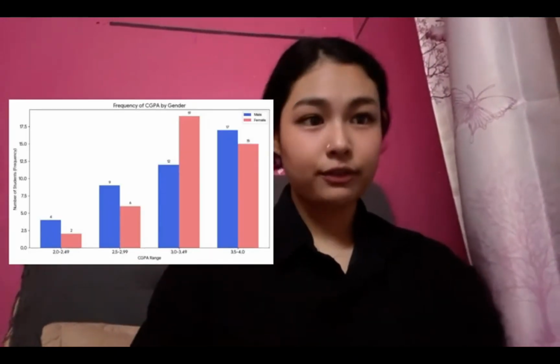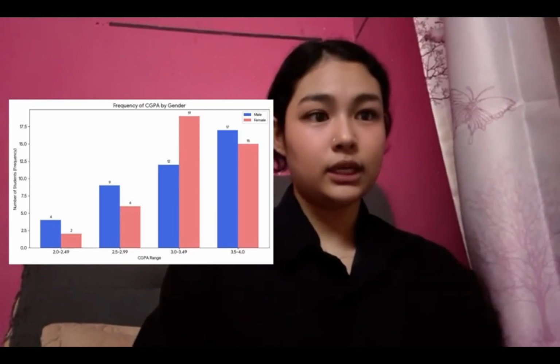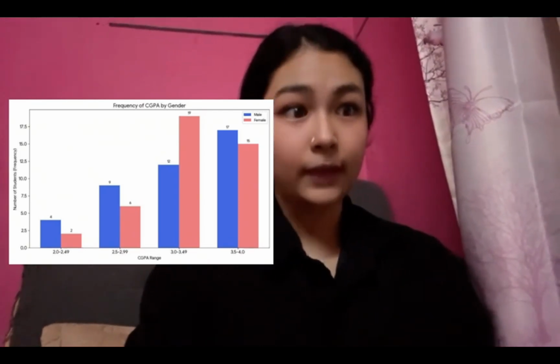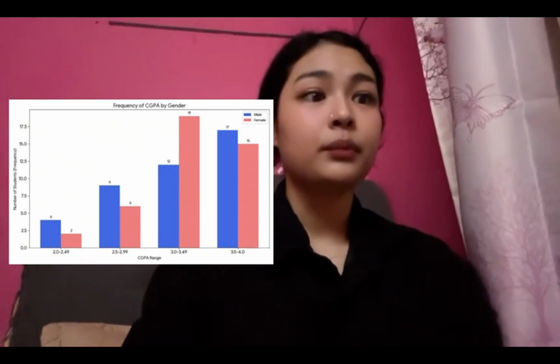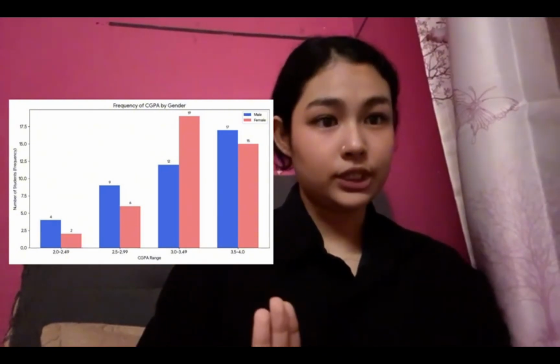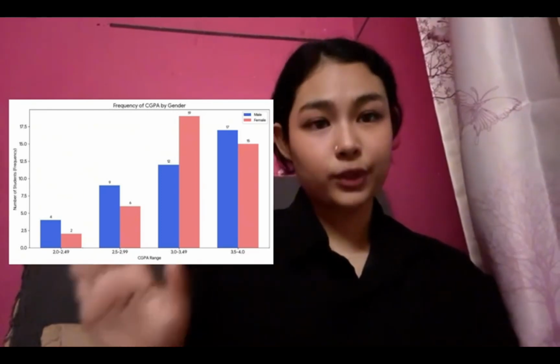Today I'm going to present my part, which is the introduction of the graph and main observation. So I'll put the graph here. This graph shows the frequency distribution of students' GPA from the collected data. The x-axis represents the CGPA ranges, while the y-axis represents the number of students, the frequency, in each CGPA category.